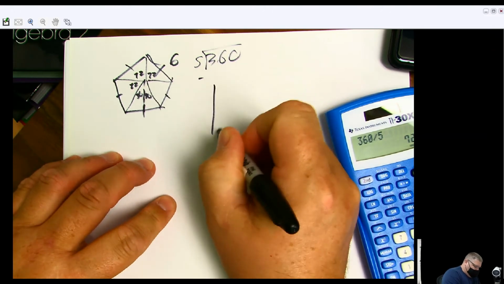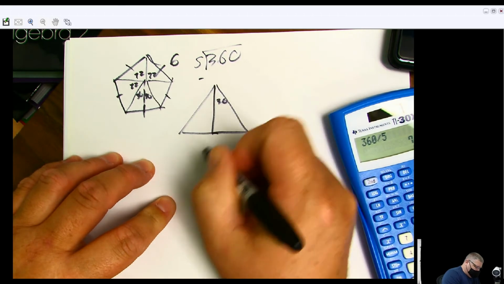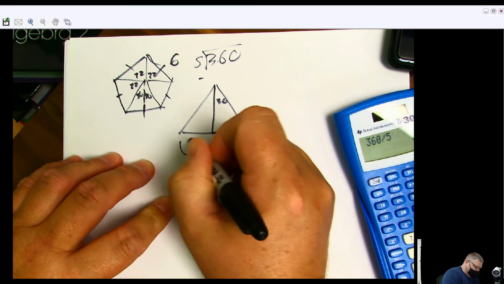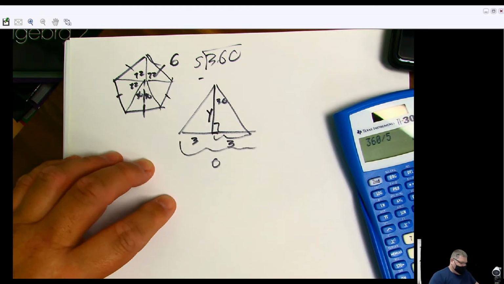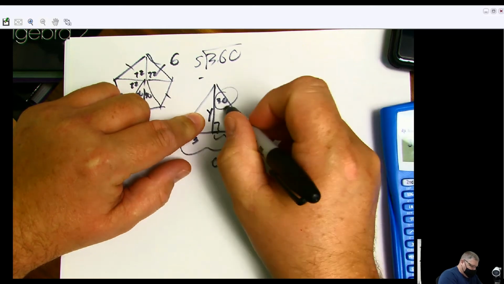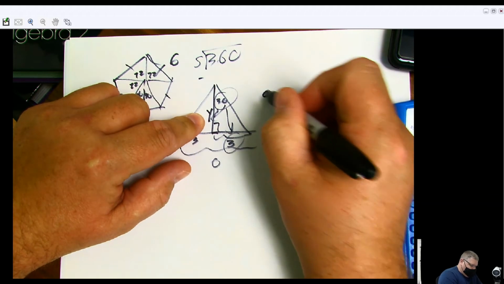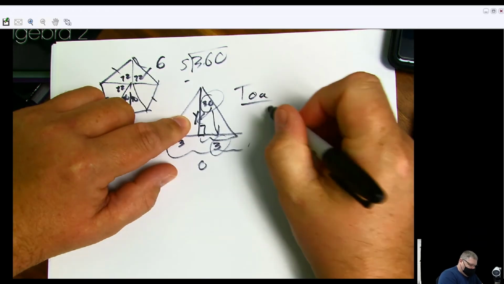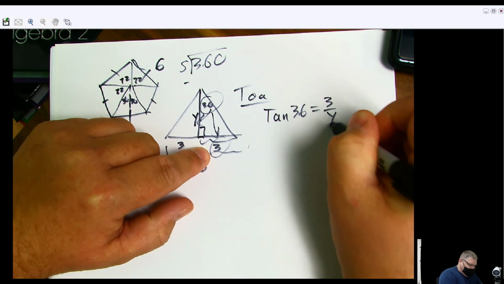So now I have this triangle with 36 degrees with what was 6. So now I have 3 here, 3 here. And I still need to find this value right here. Well, if I have 36, I know the opposite is 3 and the adjacent is y. Opposite, adjacent, that's going to be tangent. So I can say tan of 36 degrees equals 3 over y.